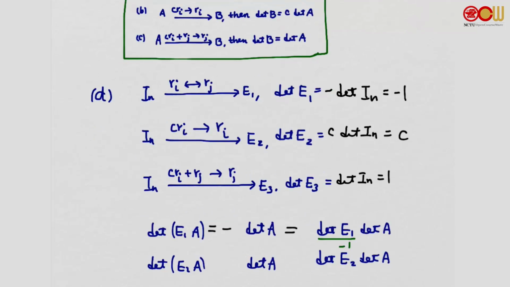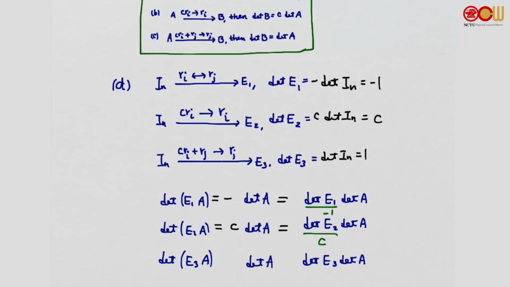Now, how about the determinant of the product E2A? The determinant of the product E2A would be the determinant of the B matrix here, right? And the determinant B is equal to C determinant A. And how is C determinant A related to this product here? We know determinant E2 here is equal to C. So again, these two are the same. For the scaling type of elementary row operation, the determinant of the product is equal to the product of determinants.